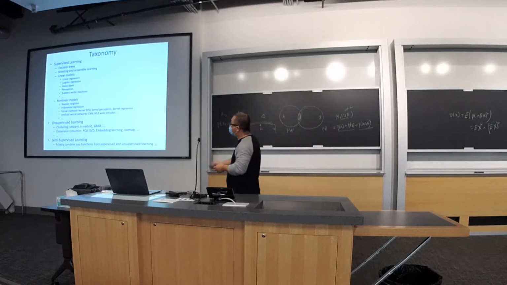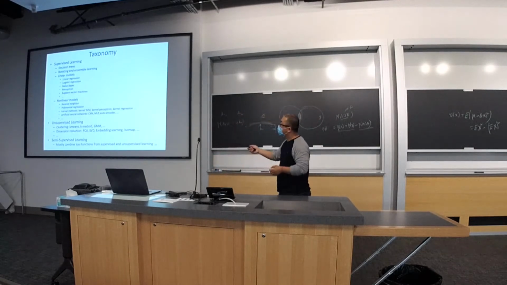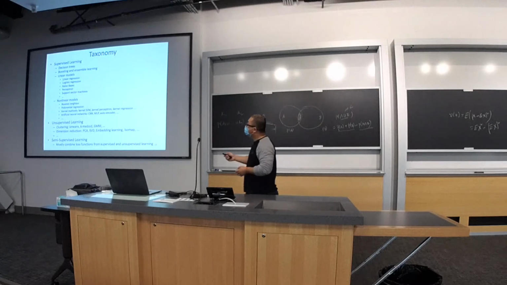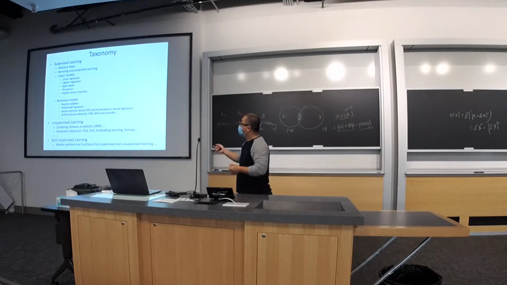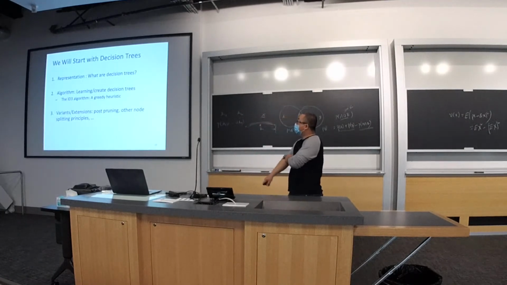Okay, here is the taxonomy which we have briefly introduced when we talked about the course schedule. Basically, supervised learning, unsupervised learning, and semi-supervised learning, and our focus throughout this semester will be supervised learning. Right? And we'll start with the so-called decision trees.